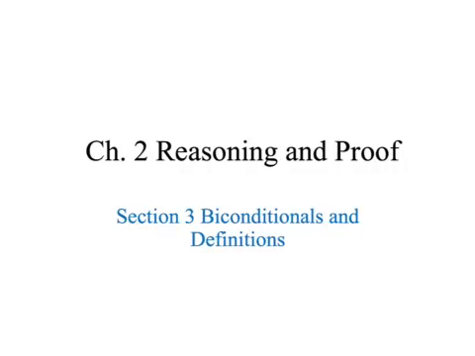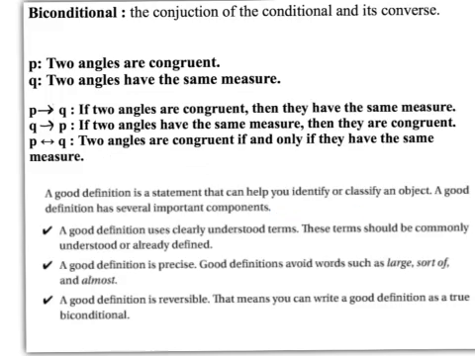Chapter 2, Reasoning and Proof, Section 3, Biconditionals and Definitions. So in the last section we talked about conditionals, if-then statements. A biconditional is the conjunction of the conditional and its converse.